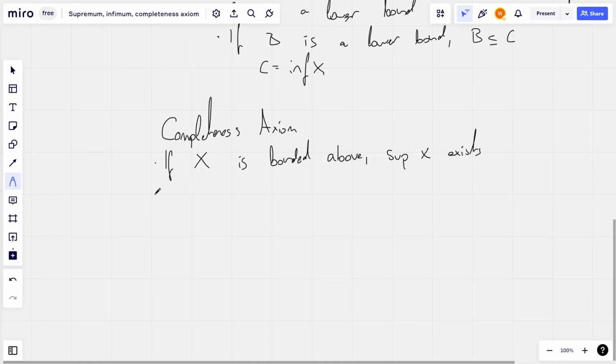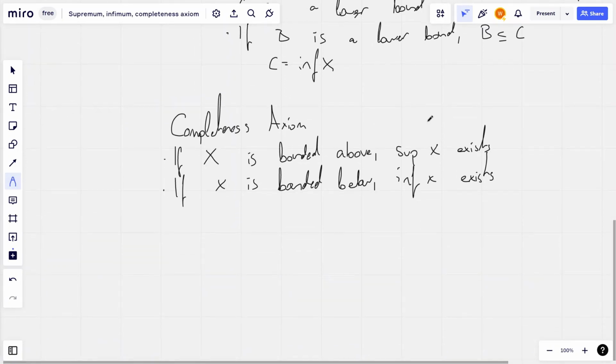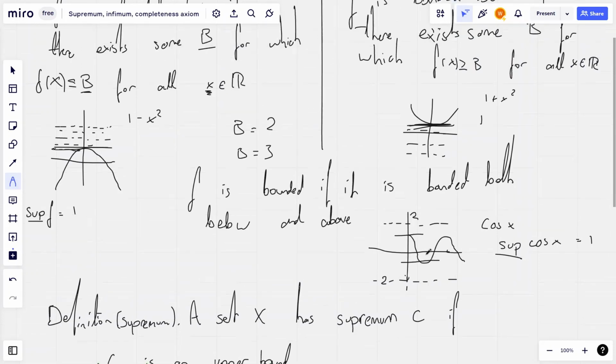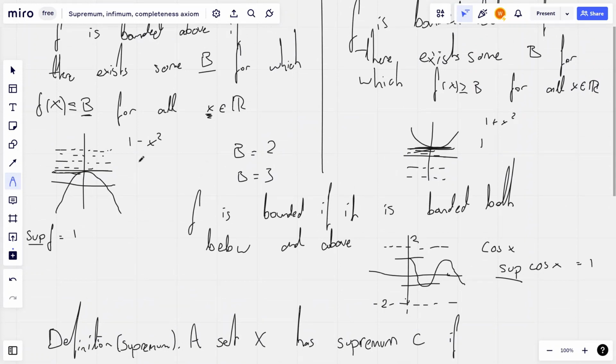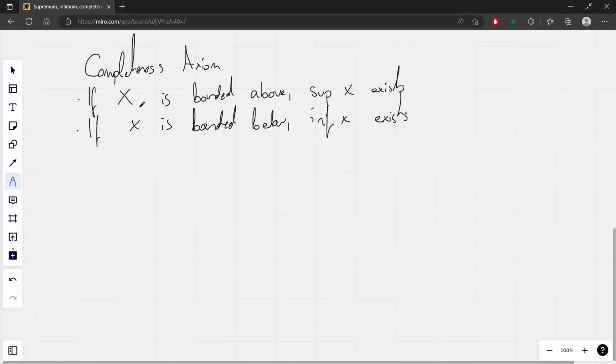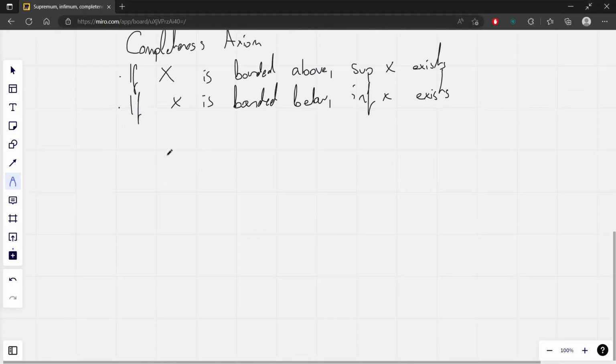Similarly, if X is bounded below, inf X exists. Now, a natural question to ask is, are the supremum and infimum always equal to the maximum and the minimum? So for example, we saw here the minimum of cos x is obviously the infimum. We saw it with this example here as well, and this example. And the answer is actually no, because the maximum may not even exist.